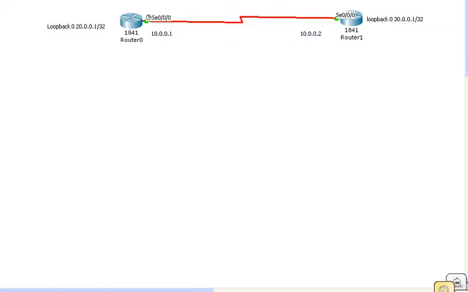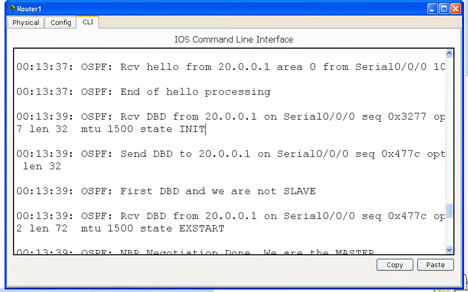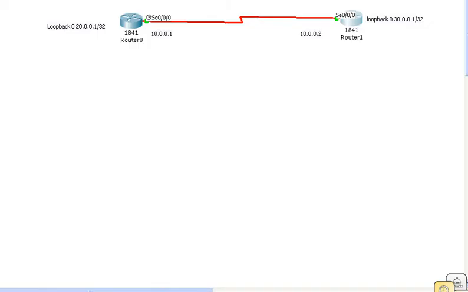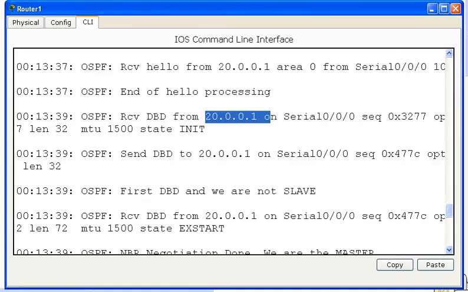What is a router ID? It is the identification of the router. If you didn't give a router ID, it will take the loopback address as the router ID. Now in this router, the loopback address is 20.0.0.1. That is why when router B receives, it is receiving not as 10.0.0.1, it is receiving as 20.0.0.1, because that is the ID of the neighbor. Got it? Now the neighbor has sent the init state. He has initiated. He has said hello.